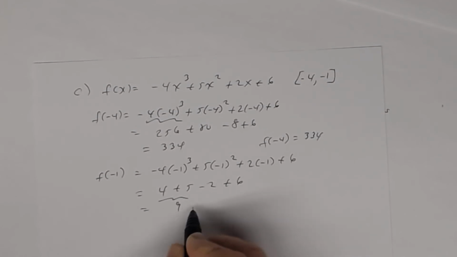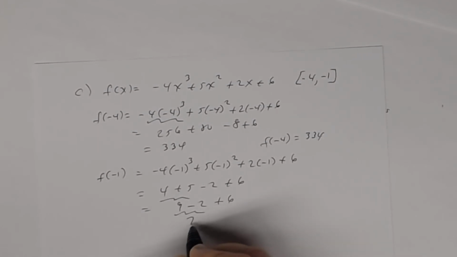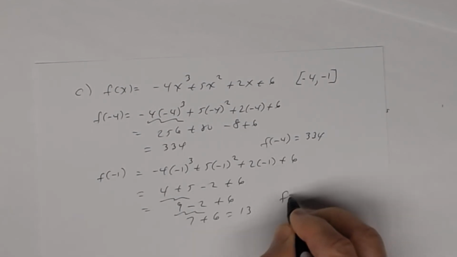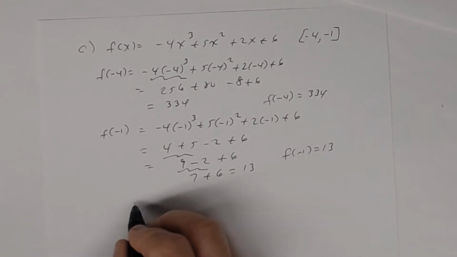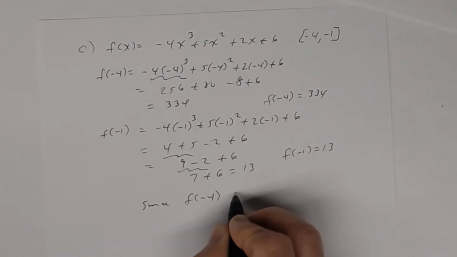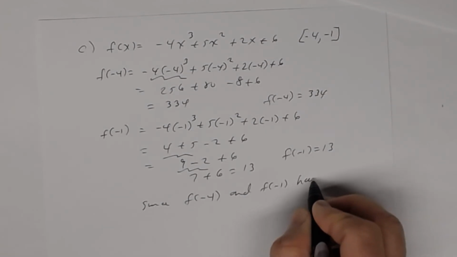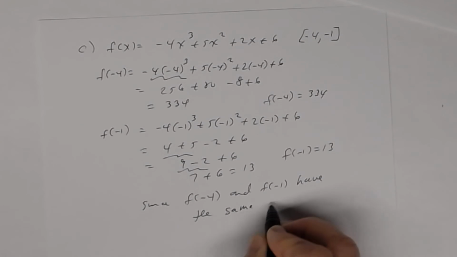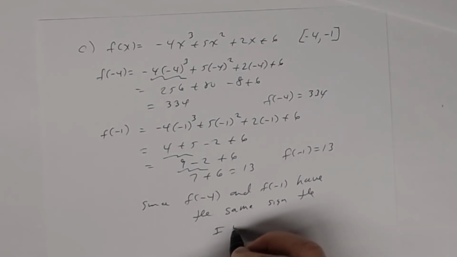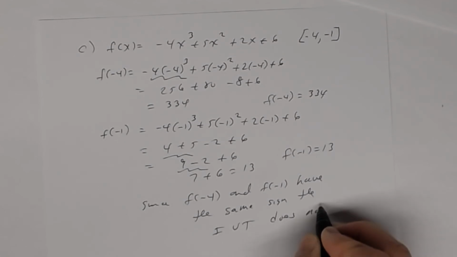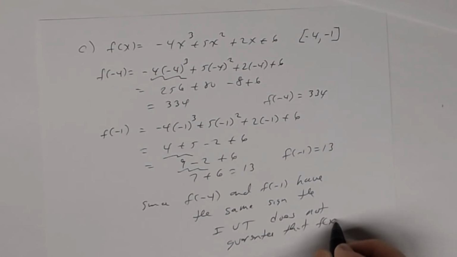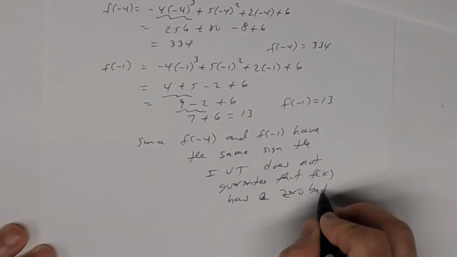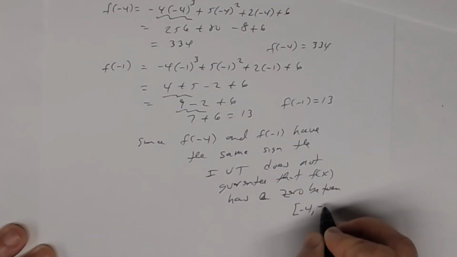So 4 plus 5 is 9. 9 minus 2 is 7. 7 plus 6 is 13. So f of negative 1 equals 13. Since both signs are positive, since f of negative 4 and f of negative 1 have the same sign, the intermediate value theorem does not guarantee that f of x has a 0 between negative 4 and negative 1.